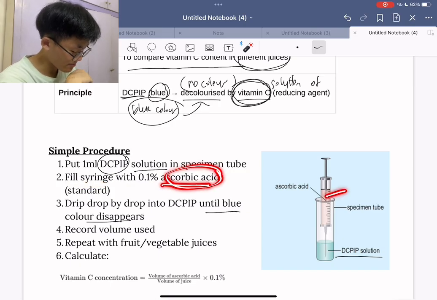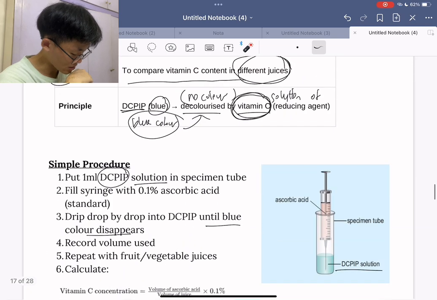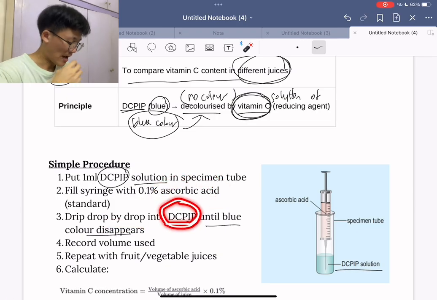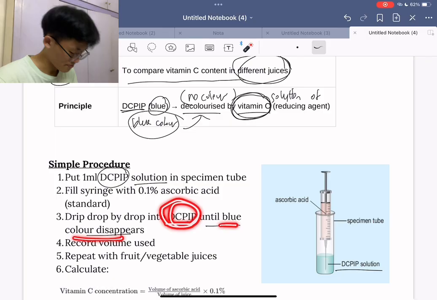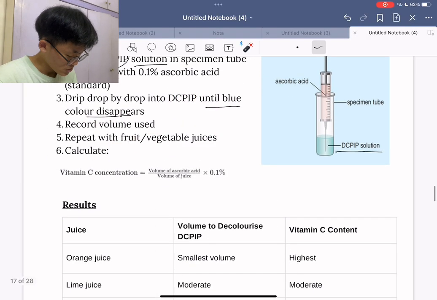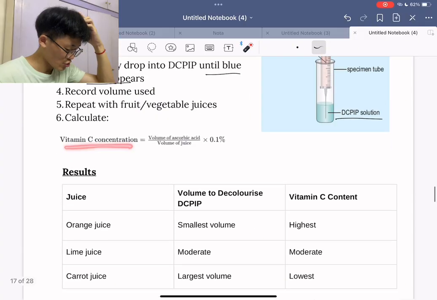Ascorbic acid is vitamin C. You drop the ascorbic acid, which is the vitamin C, drop by drop into this DCPIP until the blue color disappears. And then you repeat with the fruit and vegetable juices. So this is the vitamin C concentration.